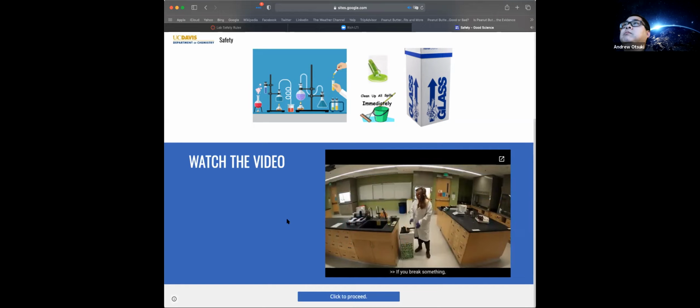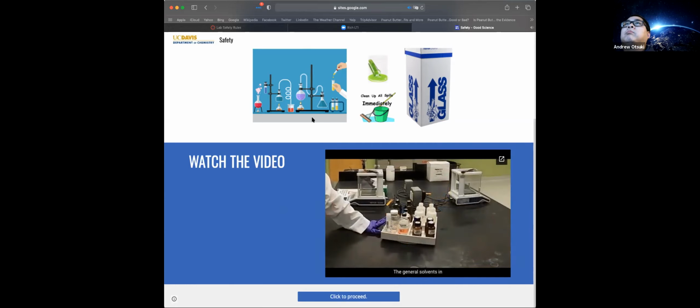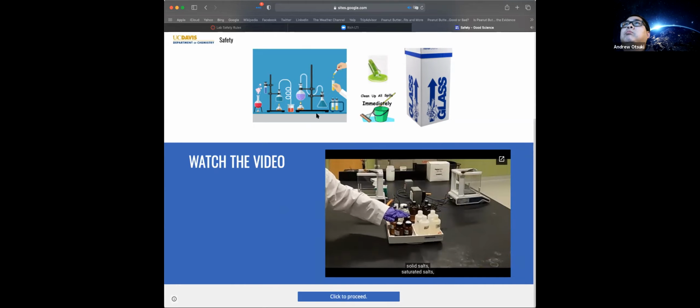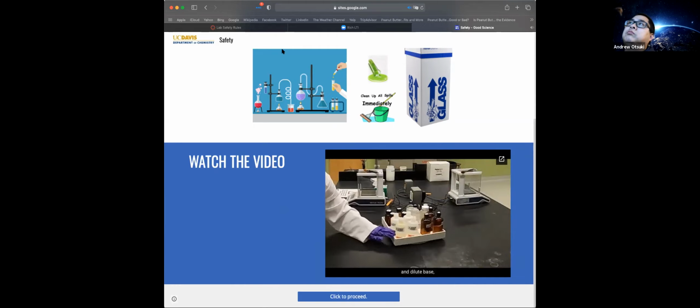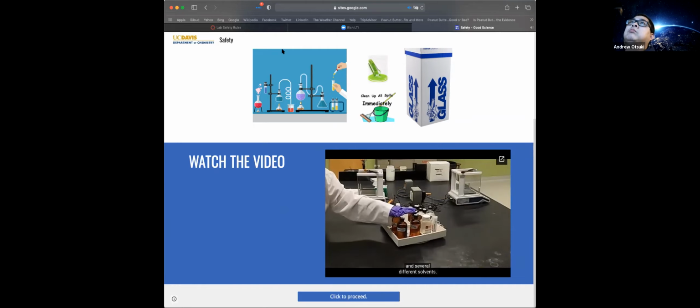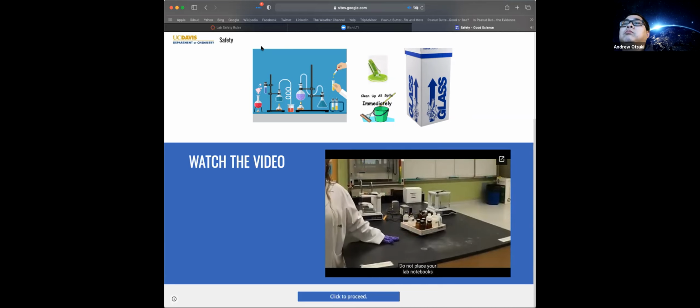If you break something, use the dustpan and broom to clean up the glass, and then pour it into the broken glass container. If the broken glass container is full, please notify the lab staff. The general solvents are on the counters. We have dilute acids, solid salts, saturated salts, and dilute base, and several different solvents. Do not place your lab notebooks on the chemical counters.